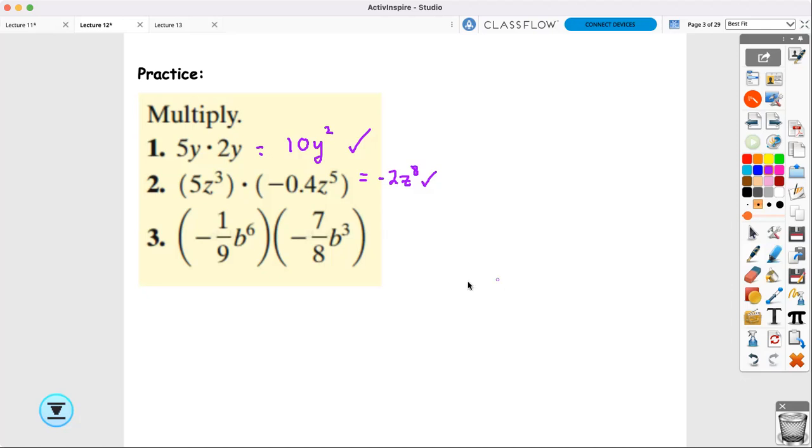So if you got 7/72 b to the 9th, you are correct. Good job, class. Any questions on these three practice problems before we move on? Any questions at all? Yes, I have a question. So all we're doing is multiplying the coefficients and adding the exponents? Excellent. That is correct. That is true. Okay, thank you. All right, moving on.